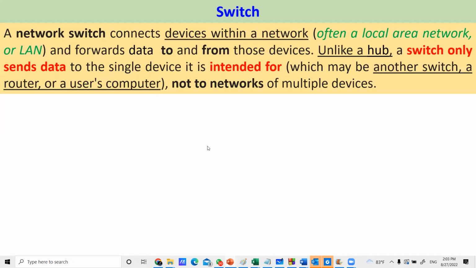Here, look at the description. A network switch connects devices within a network, often a local area network or LAN. Normally switches are used in the local area network. Hubs are also used within the local area network, right? Unlike a hub, a switch only sends data to the single device it is intended for. That's important. In other words, a switch knows the location where the data wants to go. Right? That's the main difference compared with the hub.